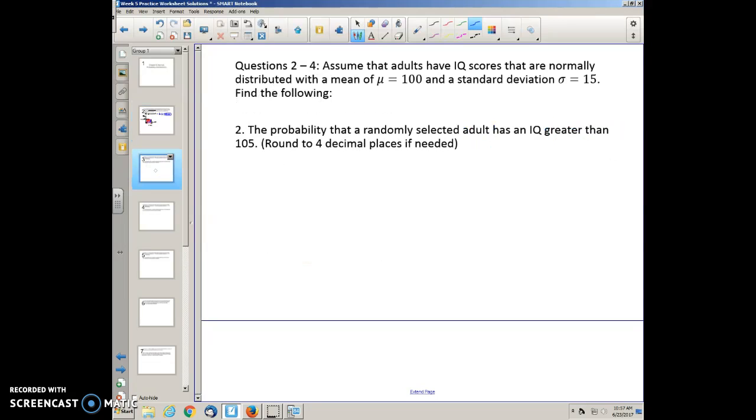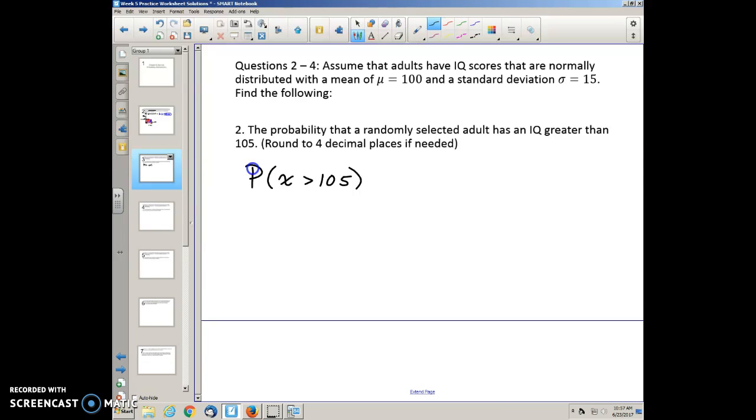Assume that adults have IQ scores that are normally distributed with a mean of mu equal 100 and a standard deviation sigma equal 15. Find the following. The probability that a randomly selected adult has an IQ greater than 105. So probability x is greater than 105.